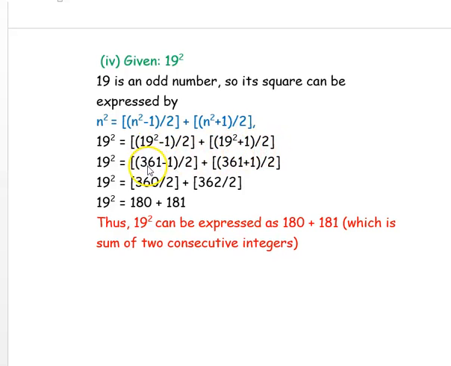We know that 19 square is 361. So 361 minus 1 divided by 2 plus 361 plus 1 divided by 2. So 361 minus 1 is 360 divided by 2, plus 361 plus 1 is 362 divided by 2. 360 divided by 2 is 180 plus 362 divided by 2 is 181. So thus 19 square can be expressed as 180 plus 181, which is sum of two consecutive positive integers.